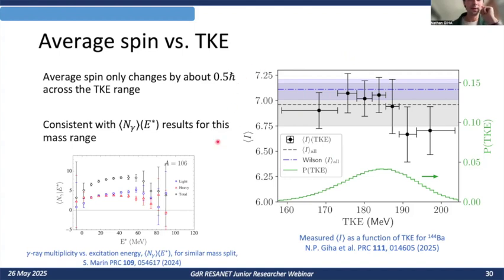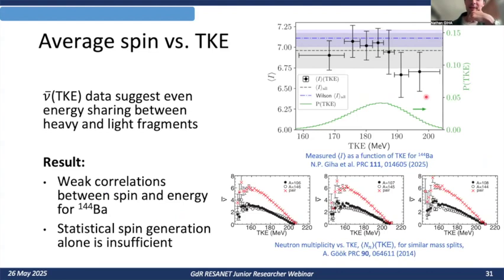So I'm bringing back this gamma ray multiplicity as a function of energy plot from earlier, from Marin 2024. It's a little more tenuous to connect this to spin, but if you look at the red points as a function of increasing excitation energy, it's also relatively flat. So these would seem to agree with each other, depending on how you connect gamma ray multiplicity and spin.